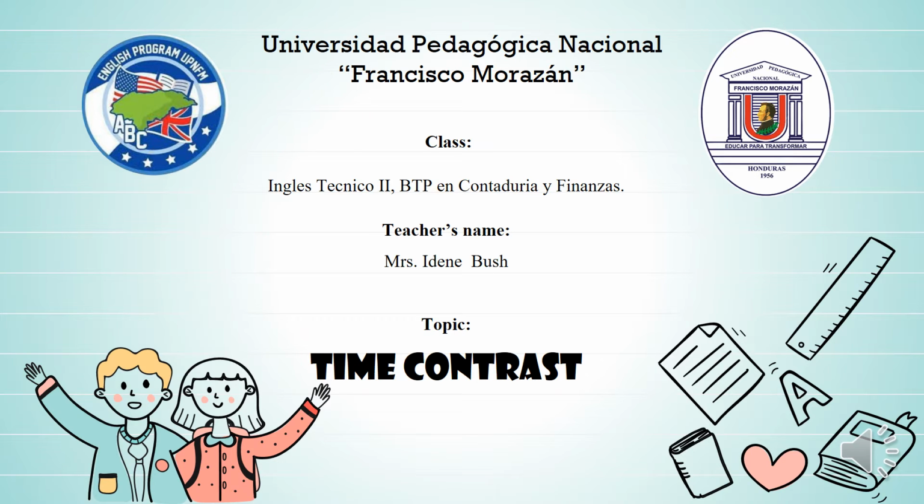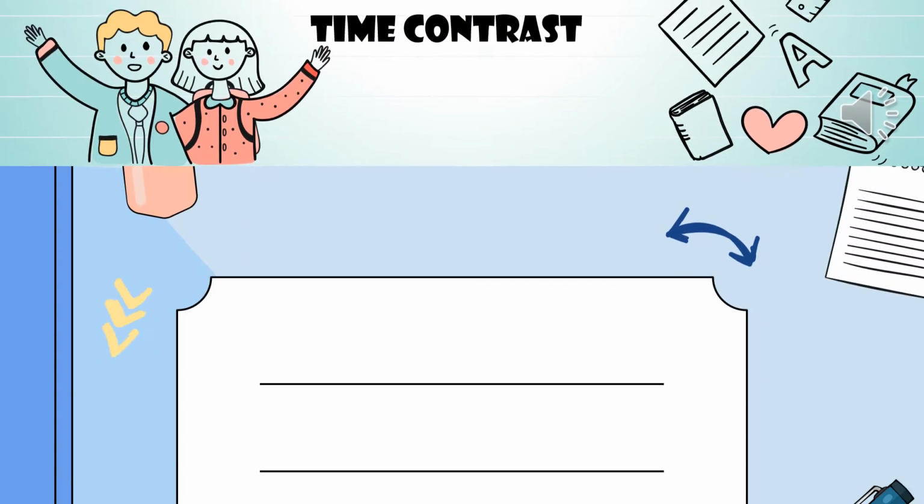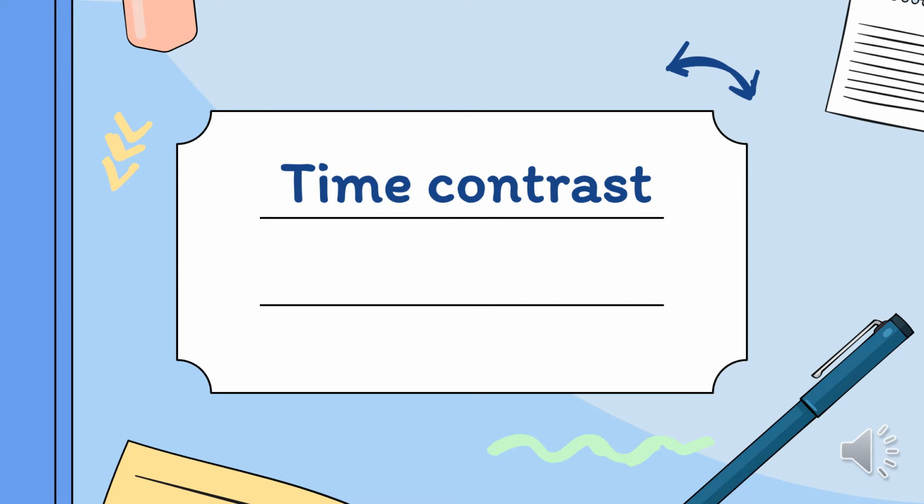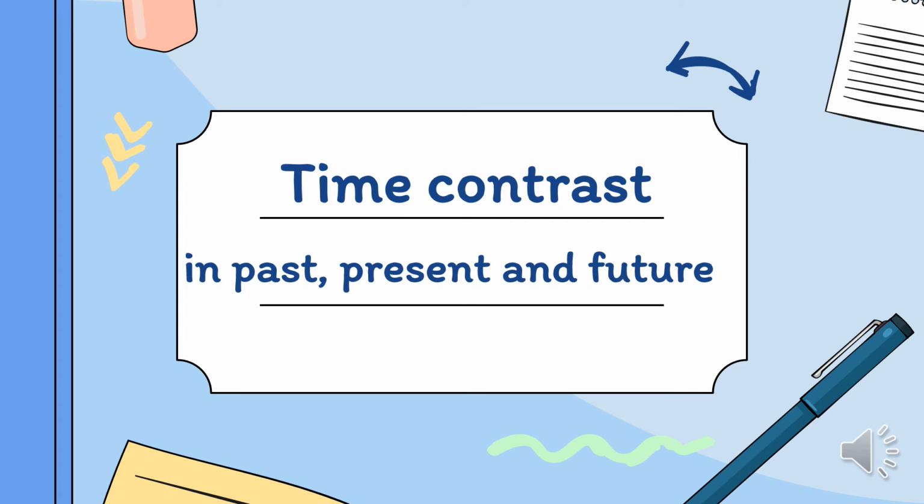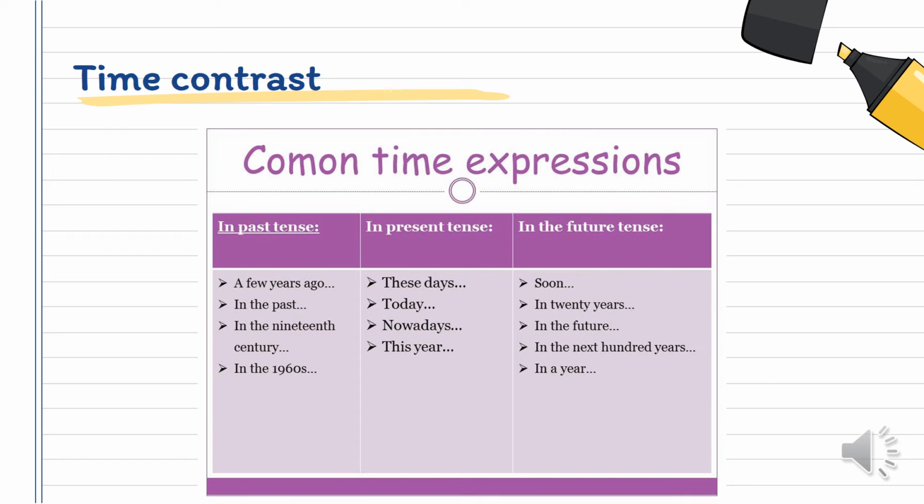What does time contrast mean? It is when you compare past and future in your daily life. It is the way we comprehend and understand how things change in different periods of time. For example, in time contrast you can use some time expressions.